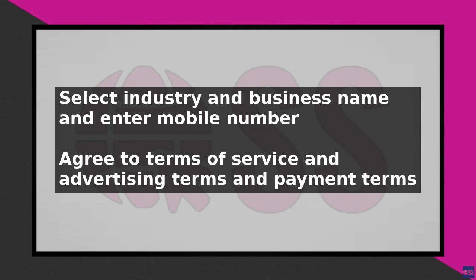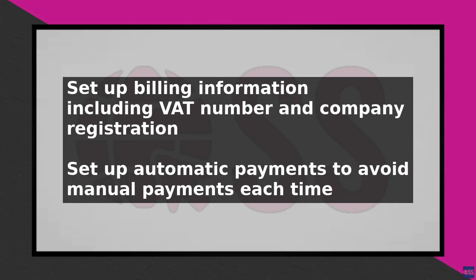First, set up your billing information, which may include adding your VAT number and company registration number. Although this is optional, it is recommended to set up automatic payments to avoid having to pay manually each time you want to run ads.